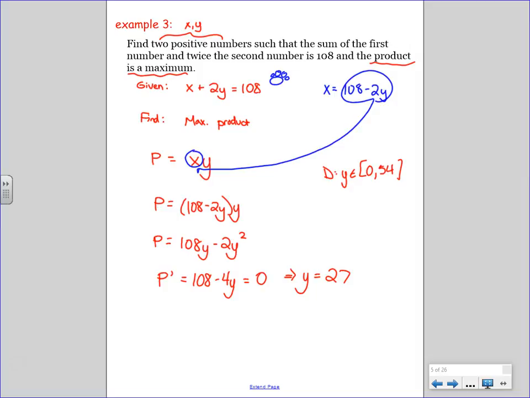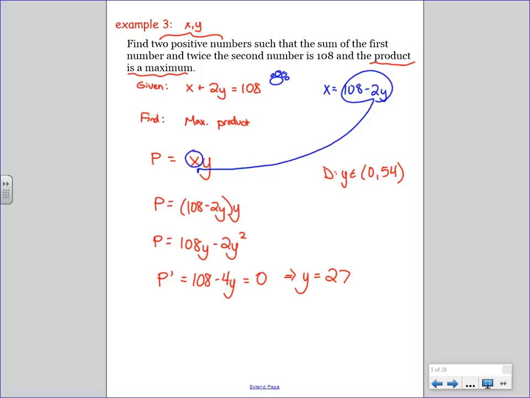Oh, wait. What if y was 0? What would your product be? If y was 54 and x was 0, what would your product be? So maybe 0 shouldn't really be included because it isn't really practical to the problem. Smart. So we can make it open. That's a way of thinking about open and closed brackets.